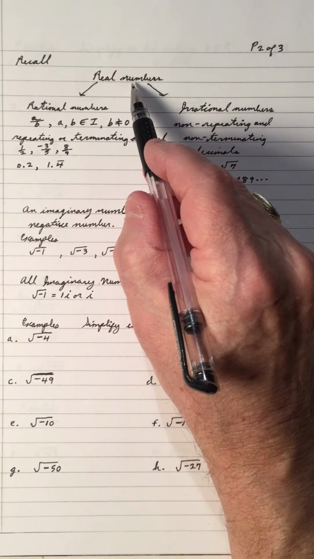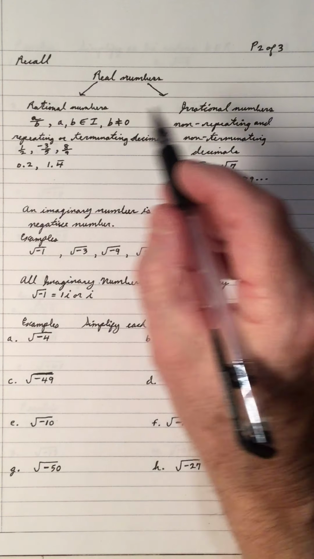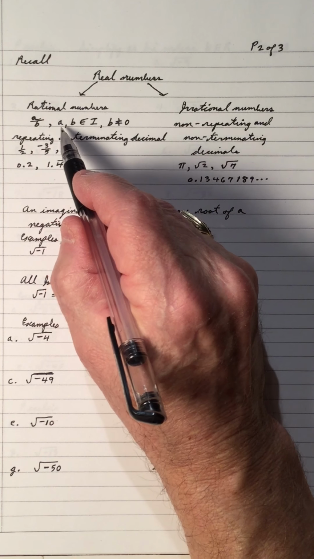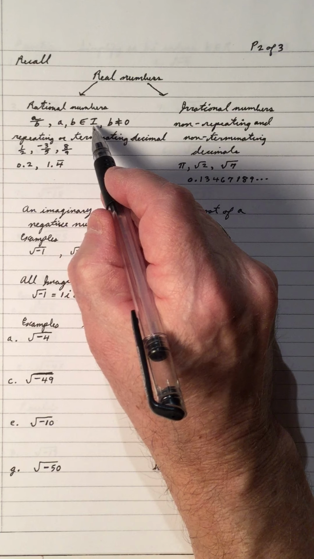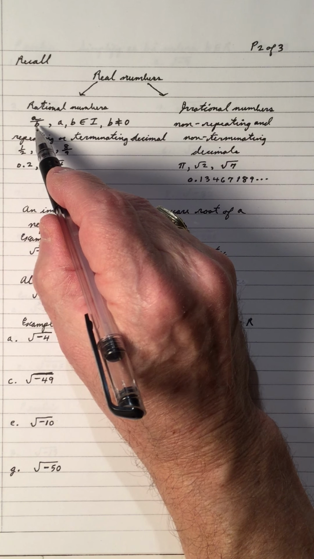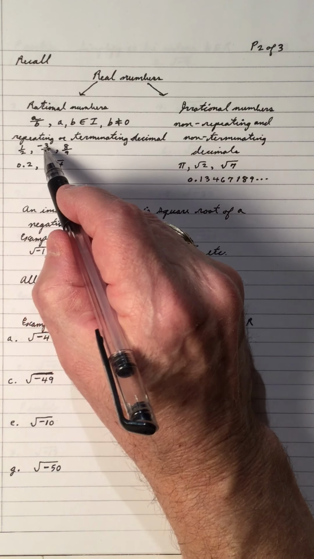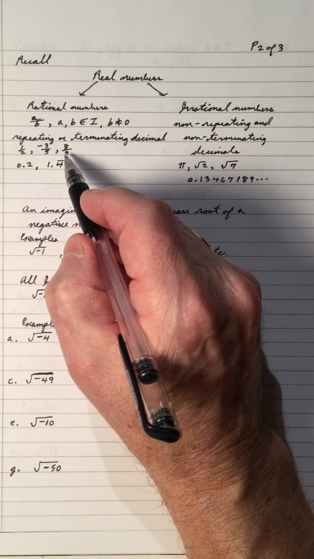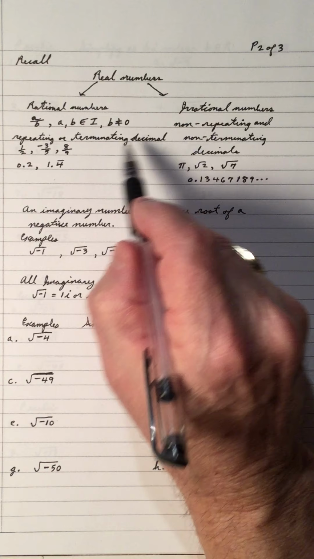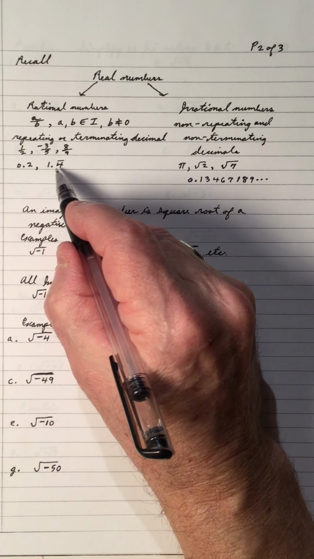Recall, real numbers are made up of the rational numbers and the irrational numbers. The rational numbers are defined as a over b, where a and b belong to the integers and b is not equal to 0. We cannot have a 0 in the denominator of a fraction. That would be like a half, negative 3 over 5, 8 over 9, or it could be defined as a repeating or terminating decimal, terminating as in 0.2, repeating as in 1.4.